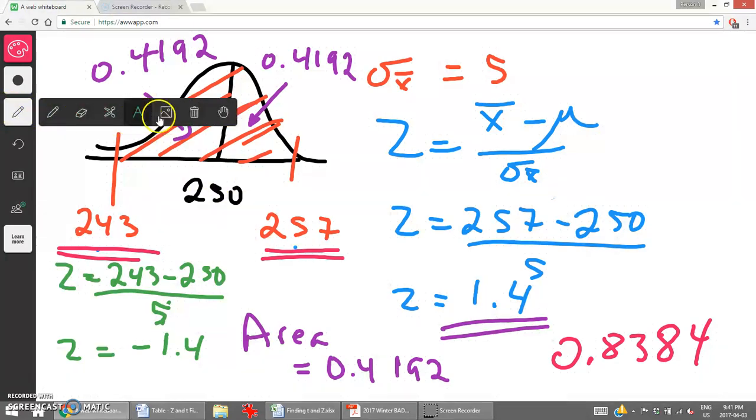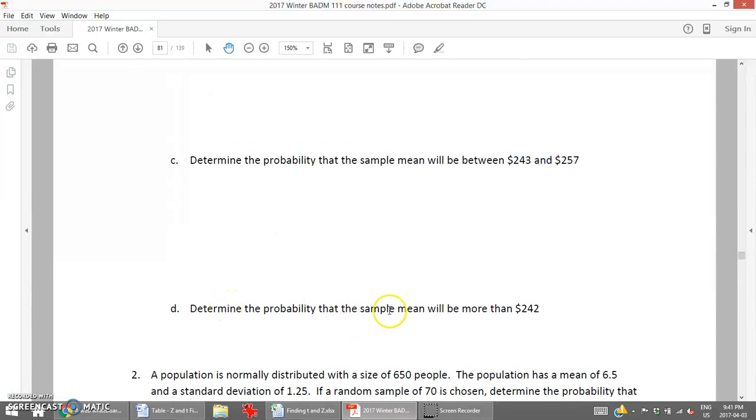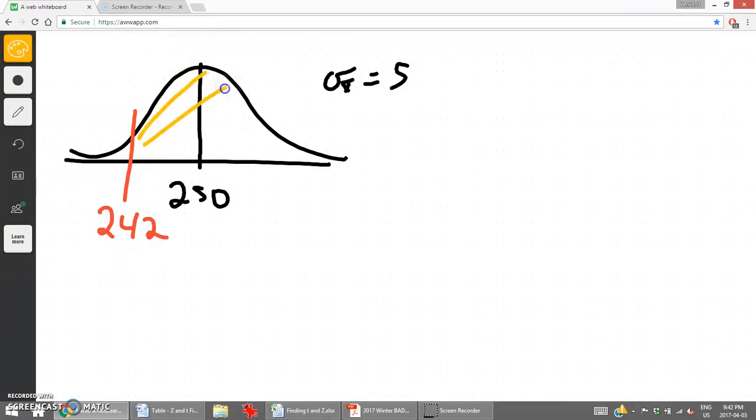Now we move to the last part of this question. It is to determine the probability that the sample mean will be more than 242. So we're trying to calculate the probability that it is going to be more than 242. Let's draw out our normal distribution. Average is 250. It has a standard error of 5. And we want to know the probability that it is more than 242. Let's put 242 right there. And we're going to shade in all of this area here.